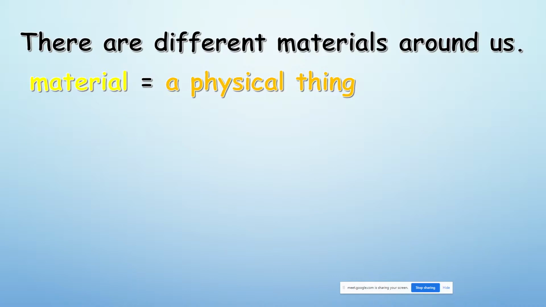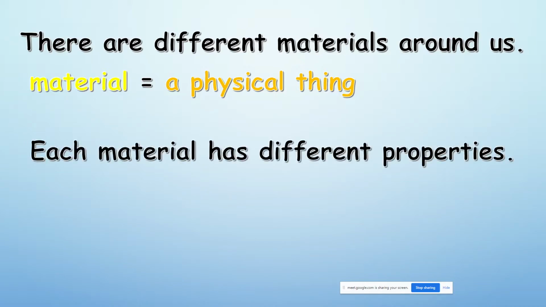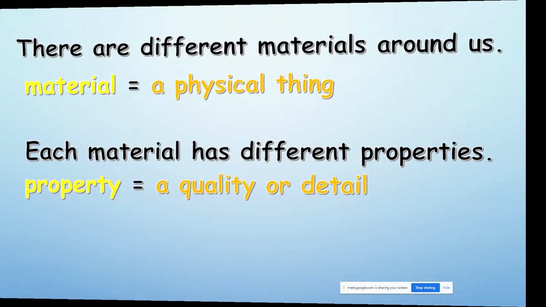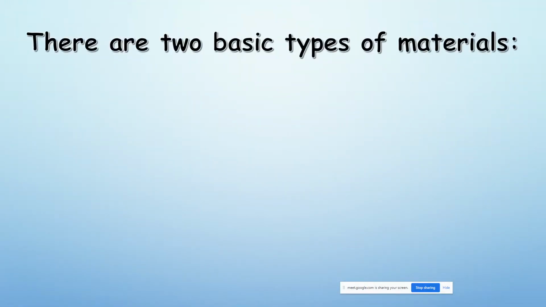For example, you can gather some rocks to build a house. You can gather some wood to build a chair. Those are the materials. When you say properties, it is a quality or detail. How does it look? How does it feel when you touch it? Is it heavy? Is it light? Is it strong?